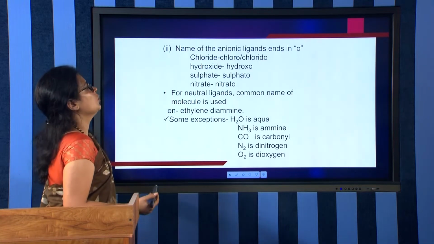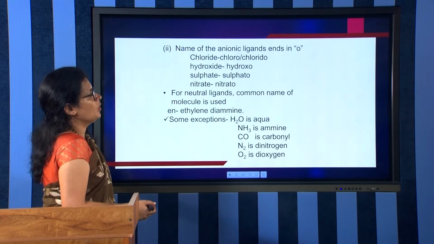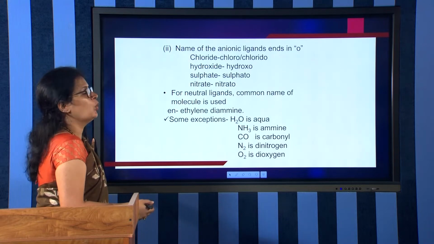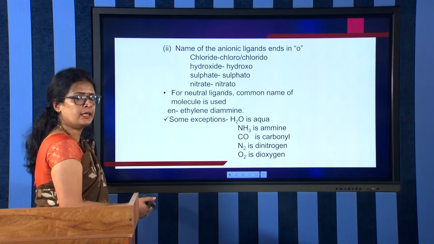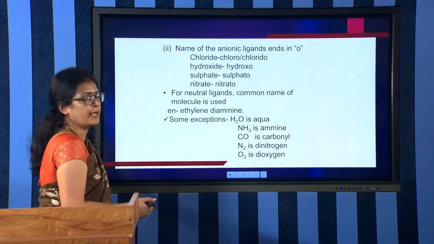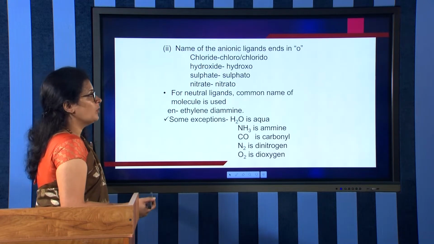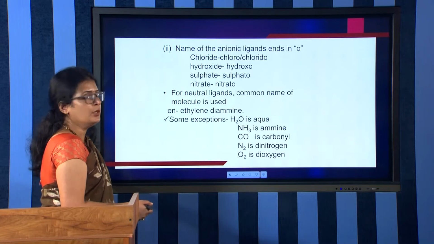Coming to the next rule: the names of anionic ligands end in -o. We have already studied that there are different types of ligands: anionic, cationic and neutral. In the case of anionic ligands, the name should end in -o.